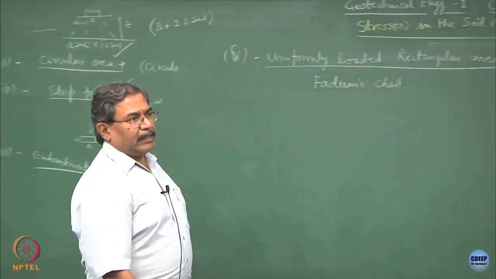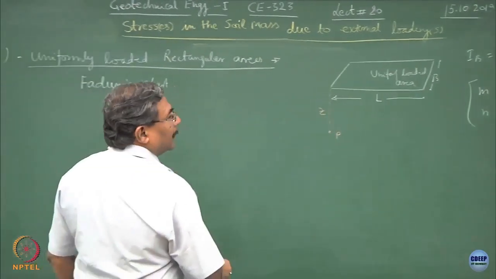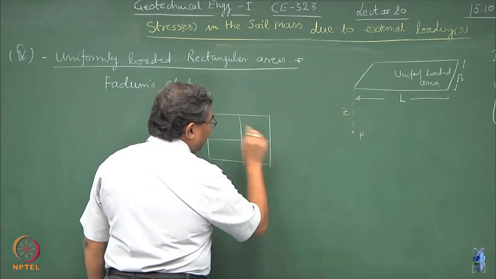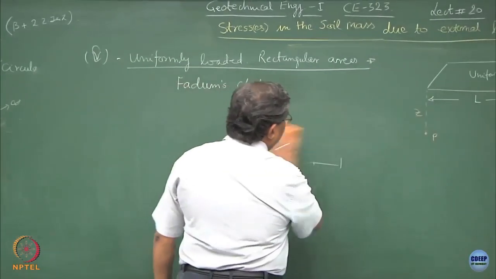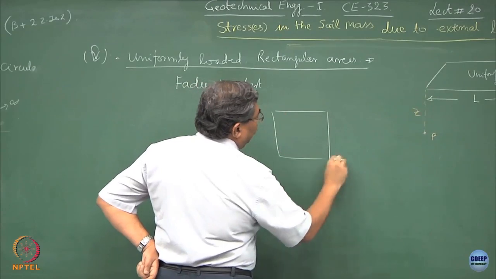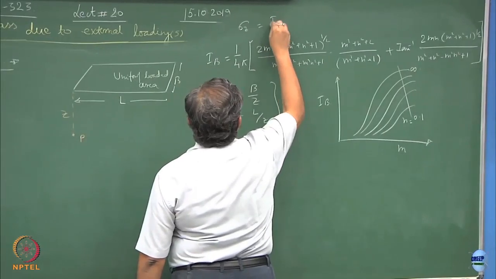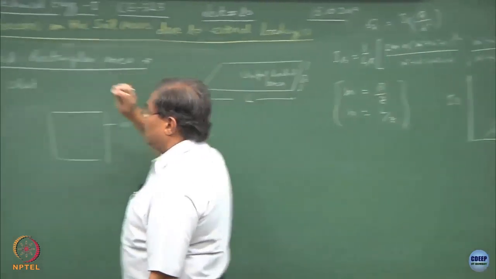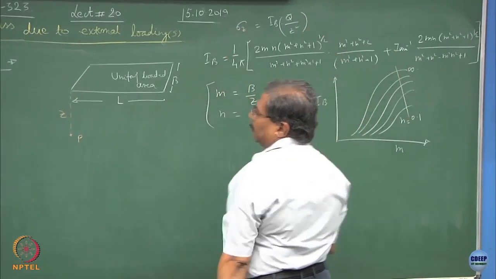Manipulations can be done in several ways. I hope you will realize and enjoy that if I have a uniformly loaded plate, suppose this is the plate or this is an area where Q is known. So, I hope you remember that sigma z will be equal to IB into Q by z square, clear? So, the moment you get IB from these charts or this equation, just substitute over here, you get the value of sigma z.